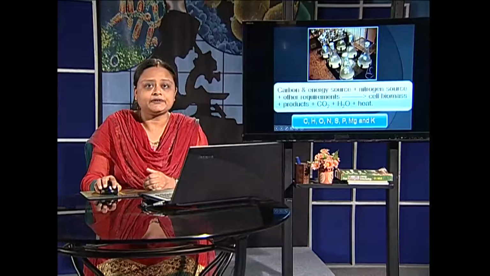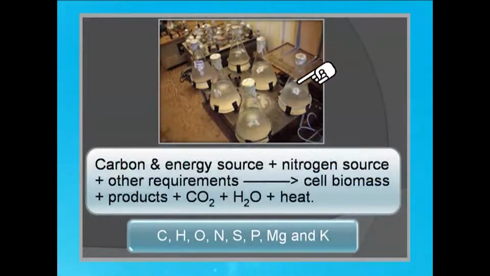In case of the lab, we can use smaller flasks as you can see here, and the typical stoichiometric equation would be carbon and energy source plus nitrogen source and other requirements which may include some minerals, trace elements, vitamins or other precursors. All together will give rise to cell biomass, the typical product we are trying to obtain in the industry, gases in the form of carbon dioxide, water and heat.